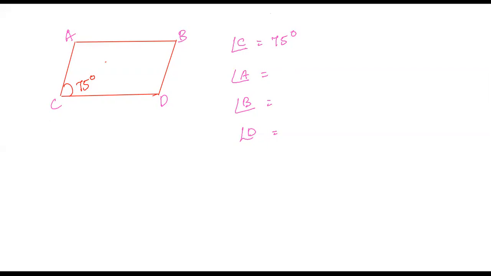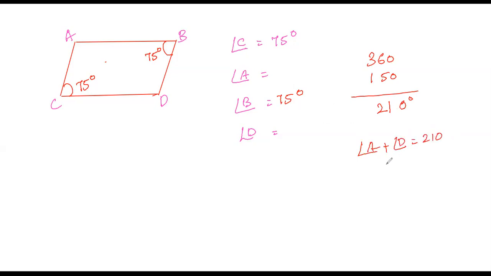Instead, let me tell you an easy way, using what we learned: opposite angles are equal, right? Angle C is given. What is opposite to angle C, which is B? Can we write B as 75? We can write, isn't it? Now we need to find only the remaining two. We know that the total is 360. 75 plus 75 is 150. Then subtract it. So how much do we get? 210. So angle A plus angle D becomes 210. Because angle A and angle D are equal, each is 105, isn't it?